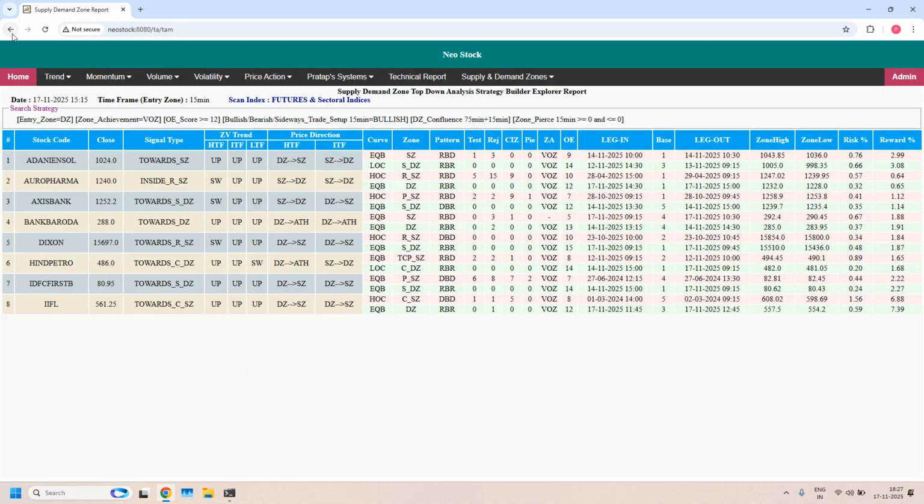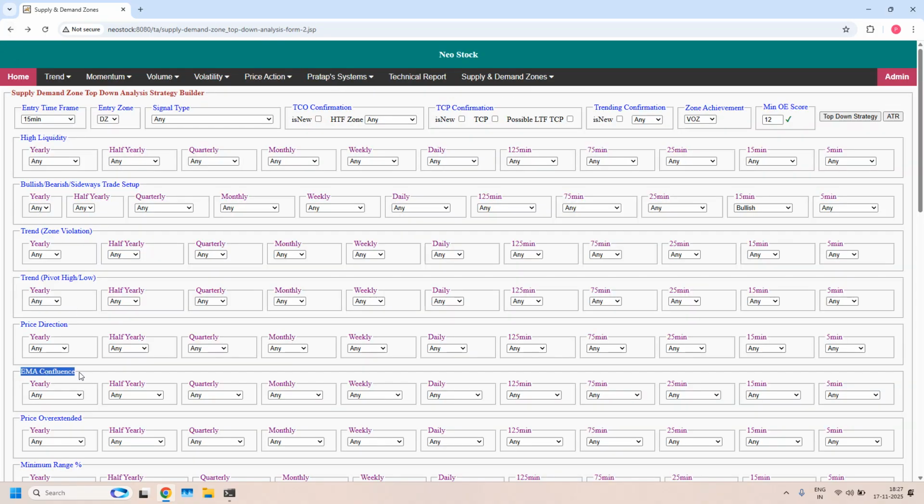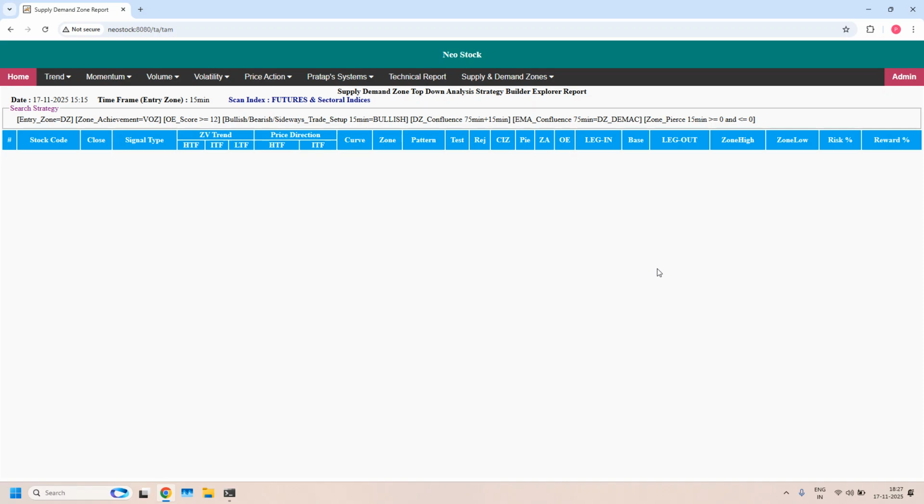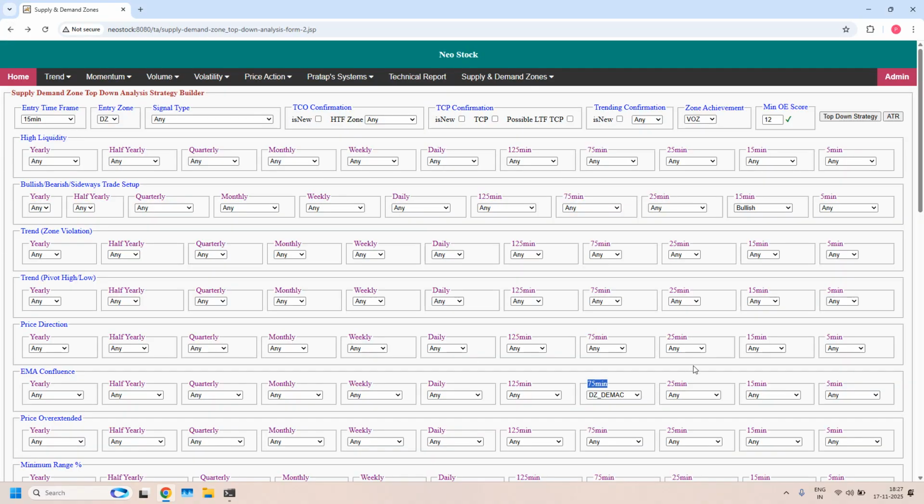So again I am applying the second filter, that is EMA confluence at 75 minutes demand zone with the daily EMA confluence. So we don't have any high probability trade setup 15 minutes demand zones based on the first strategy. Okay, now I am applying the second strategy, removing ITF EMA filter.